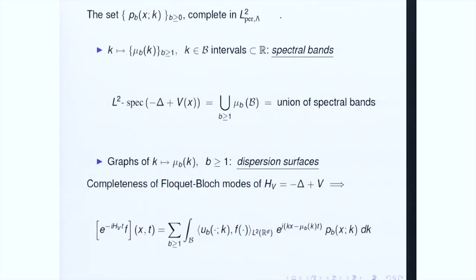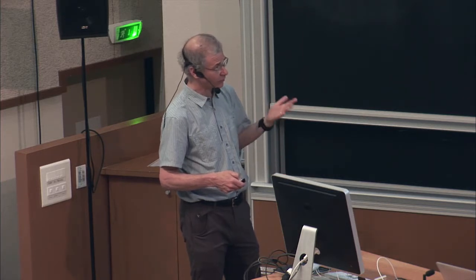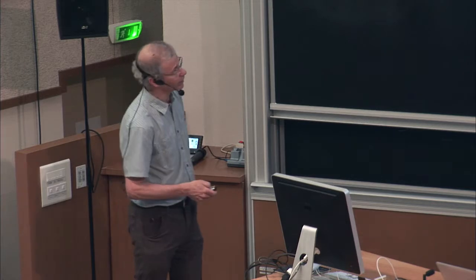By completeness of the Bloch modes, you can represent the evolution operator as a direct integral, a sum over the bands. These are just a sum of Fourier integrals over the Brillouin zone. This is over that hexagon. And the mu b's are those dispersion functions. So it's the critical points, the singularities, the Hessians at critical points. It's the properties of the dispersion surfaces that dictate the dynamics.